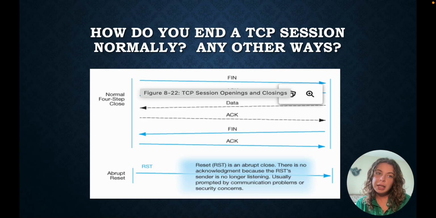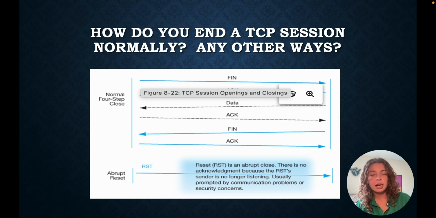How do you end a TCP session normally, and are there any other ways? So TCP sessions are normally closed using the 4-way handshake. Starting off with a FIN, one side sends a FIN packet to signal that it wants to close the communication. Then we have an ACK. This is the other side acknowledging the FIN.